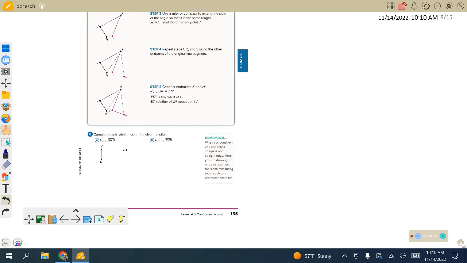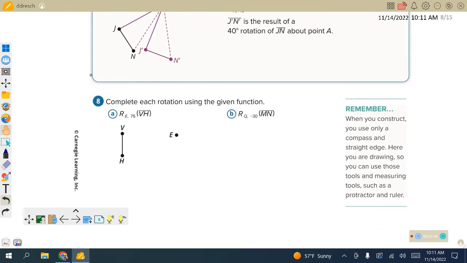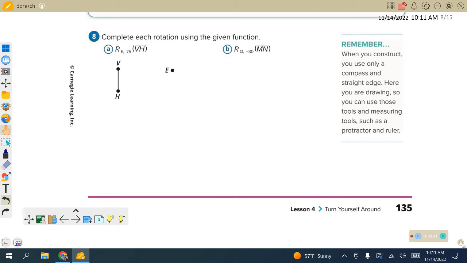What I do expect you to at least have in your head then is, what does a negative 30-degree rotation kind of look like? What direction does it go? And where should we be kind of looking at? So on that number 8 down there at the bottom, letter A, we want to take this segment VH, and we want to rotate it 75 degrees about point E. So I want you to get in your head a general idea of where VH is going to end up.